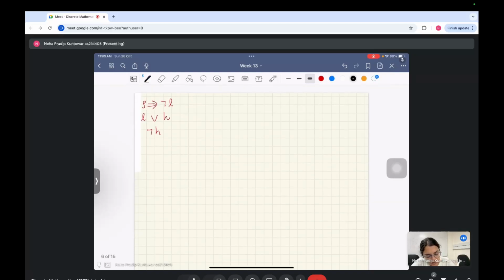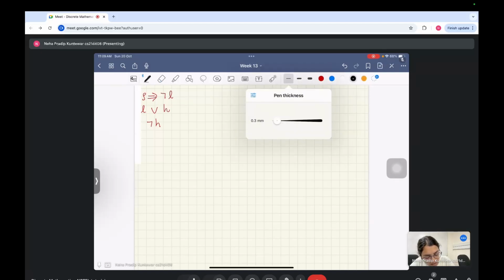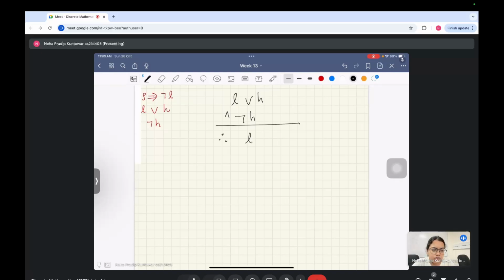Now what we know is either L should be true or H should be true. But if H is not true, then it better be the case that L is true, because if L is also false and H is also false, then this statement cannot be true. So this is the conclusion that follows from the two statements.